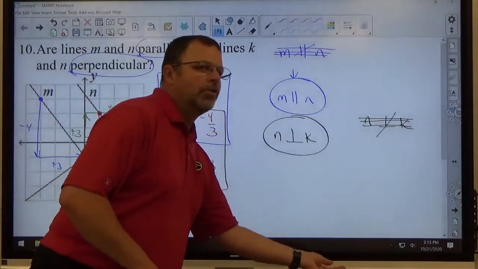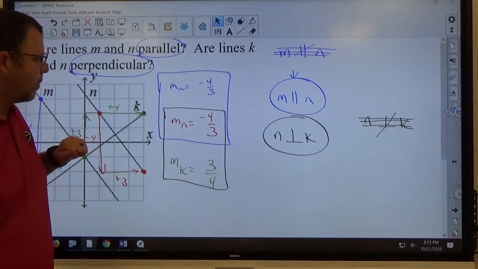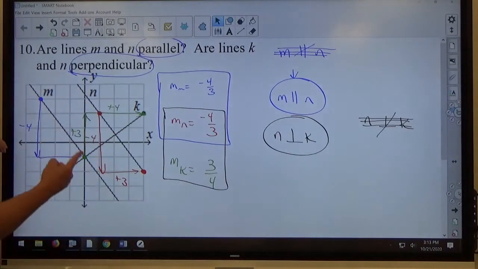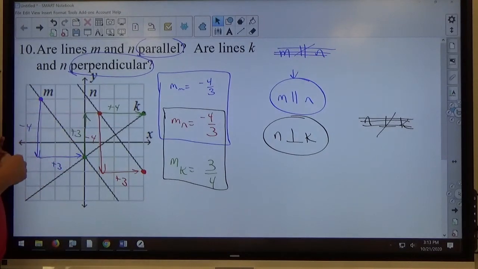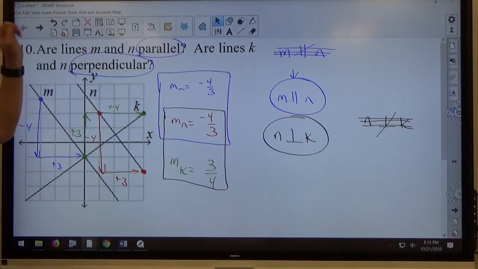So just know that relationship: for parallel, the slopes should be the same. For perpendicular, opposite reciprocals. If it asks me if M and N are perpendicular, the answer is no, they aren't, because they're parallel. If it asks if K and N are parallel, no, they're perpendicular. So whatever they're asking you to do, find the slopes, and use the slopes to make your decisions.